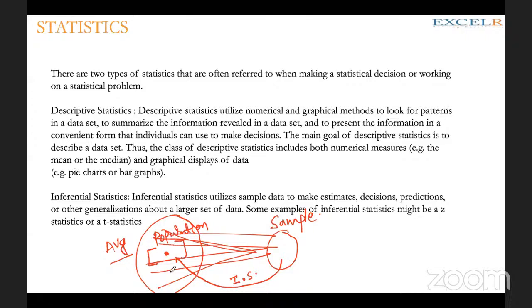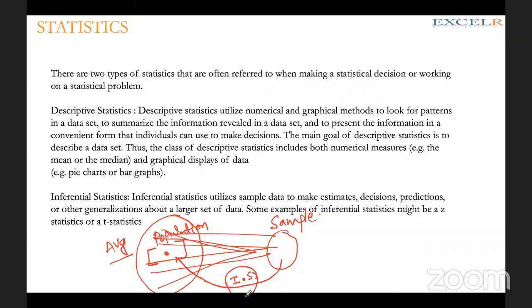Let me repeat it. We would like to find out the average age of this population, let's say India. So how do you do that? We discussed one brute force method, and that is not going to work out for us. So the other method, the practical solution, is to take a random sample from this population. Using inferential statistics, we can estimate the average age of the population. That is what inferential statistics means.